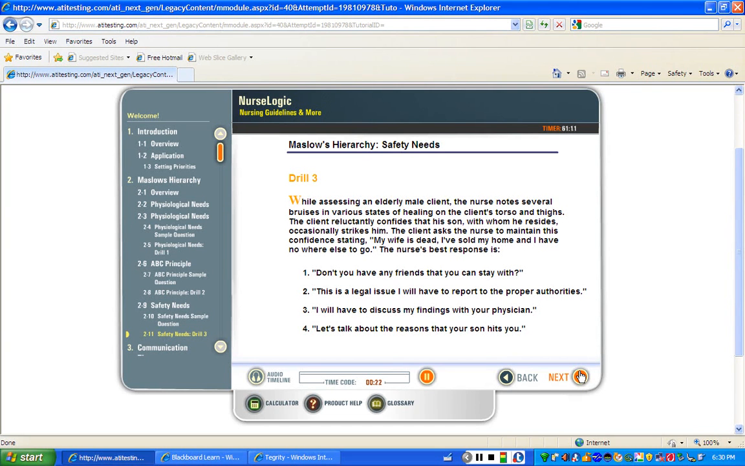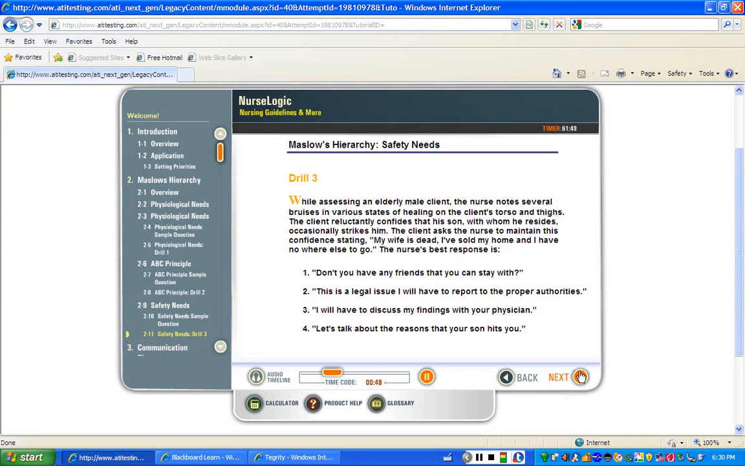Let's separate the case scenario from the stem of the question. The case scenario tells us that while assessing an elderly male client, the nurse notes several bruises in various states of healing on the client's torso and thighs. The client reluctantly confides that his son, with whom he resides, occasionally strikes him. The client asks the nurse to maintain this confidence by stating, "My wife is dead, I've sold my home, and I have nowhere else to go." The stem of the question asks the nurse's best response.